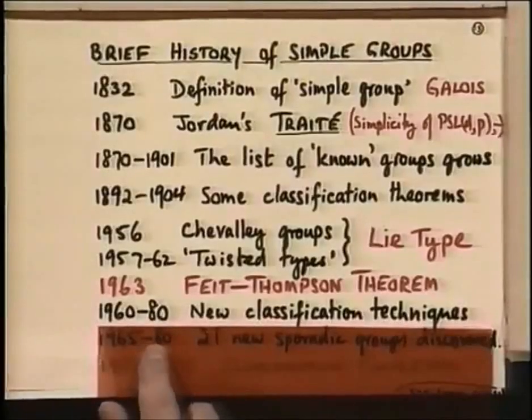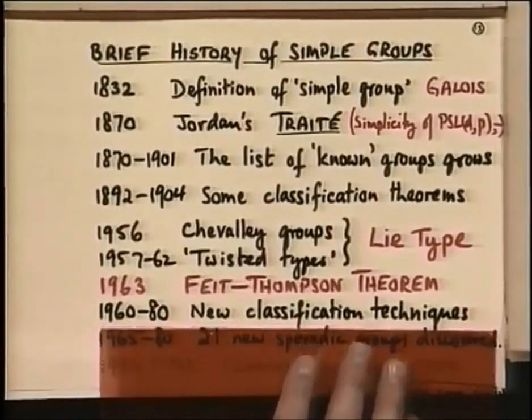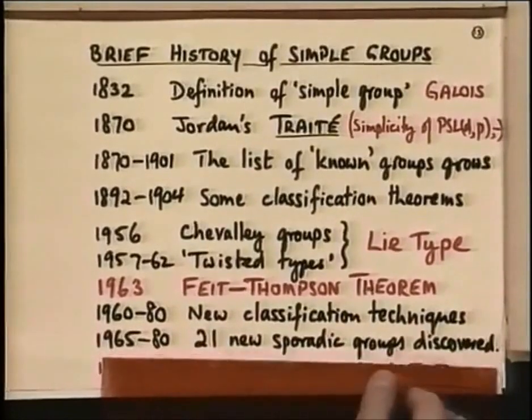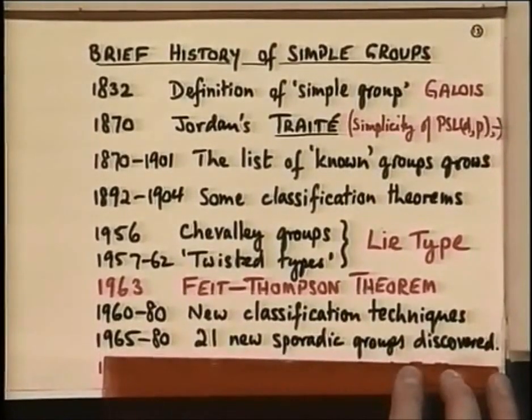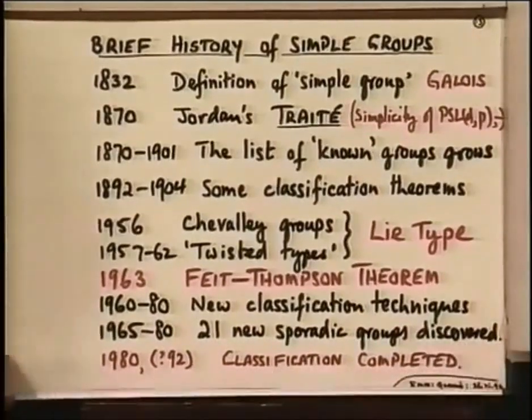Between 1960 and 1980, a wealth of new classification techniques came in. Between 1965 and 1980, 21 new sporadic groups were discovered. And it all came together. In 1980, the classification essentially completed.